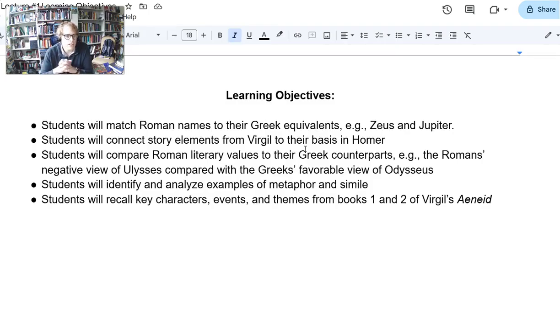We're going to continue to identify and analyze examples of metaphor and simile, specifically Homeric simile, although at this point, since we're no longer reading Homer, it might be more appropriate to call it epic simile, although we can still say Homeric simile because Virgil is building on the same tradition and he's very much trying to do something similar to what Homer did with his really long, drawn-out similes. And then last, the fifth learning objective, students will recall key characters, events, and themes from books 1 and 2 of Virgil's Aeneid. Okay, let's go ahead and get started then.